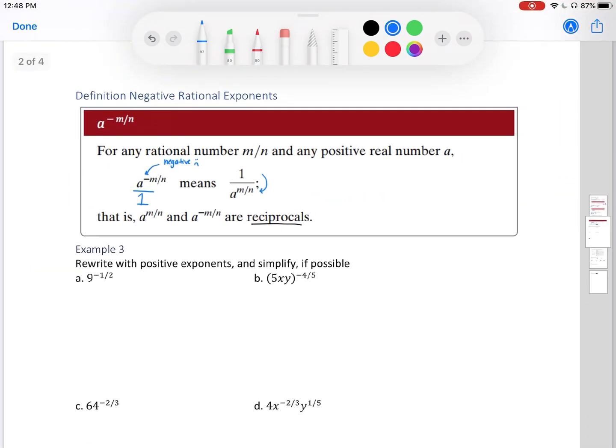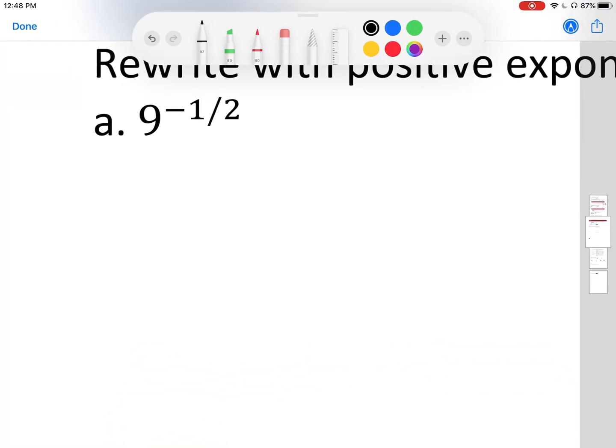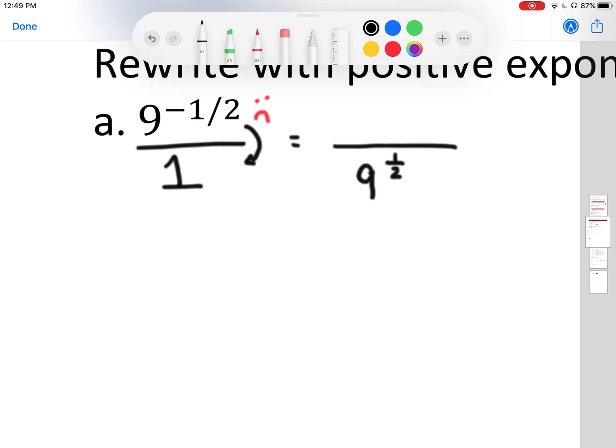All right. Example 3. Rewrite with positive exponents and simplify if possible. I'll be silly with the first one, and I'll carry that story. I have 9 raised to the negative 1/2 power. Let's write it over 1 since it's a whole number. Okay, it's negative. It's unhappy in the attic, so move it to the basement. We're going to take that number and move it down. Now I have 9 to the 1/2 power. We don't have to keep it negative because now it's positive. Now it's happy. On the top, I don't have anything, so we just write a 1 placeholder.